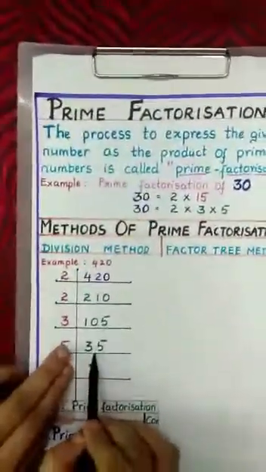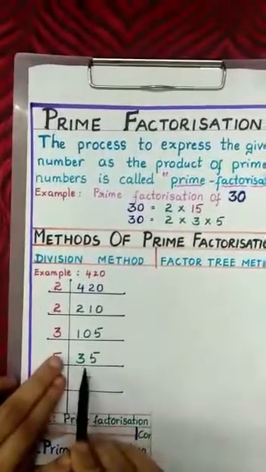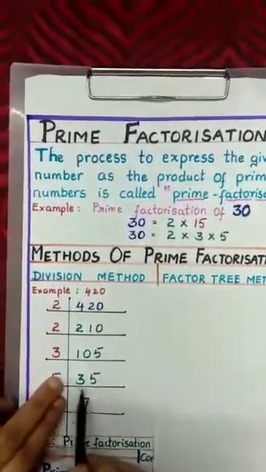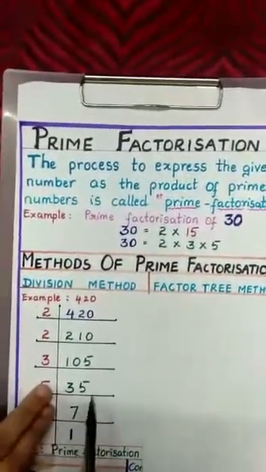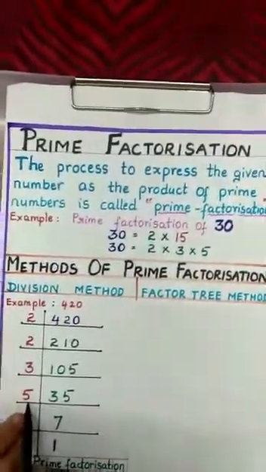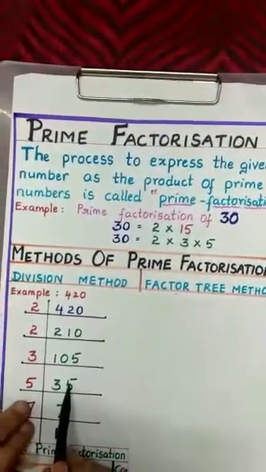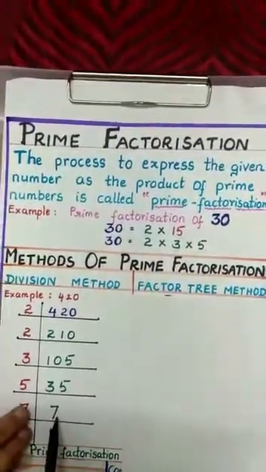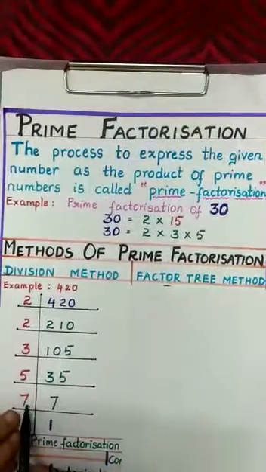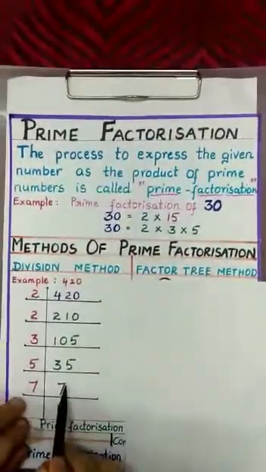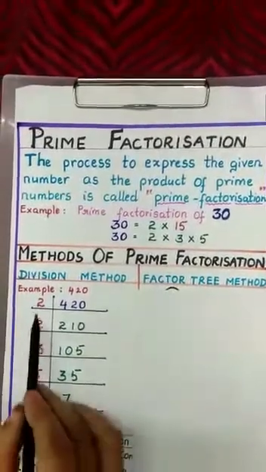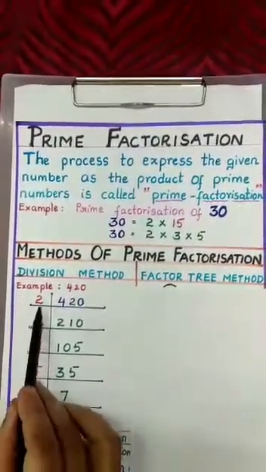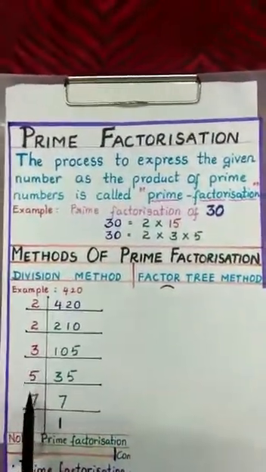Now you see here 35. It is an odd number. What is 3 plus 5? 8. 8 is not divisible by 3. So what is the next possible prime number? 5. So 5 sevens are 35. Now here 7 is a prime number. This prime number is divided by itself. So 7 ones are 7. So here 1 is the quotient. So what are the prime factors we got here? 2, 2, 3, 5, 7.